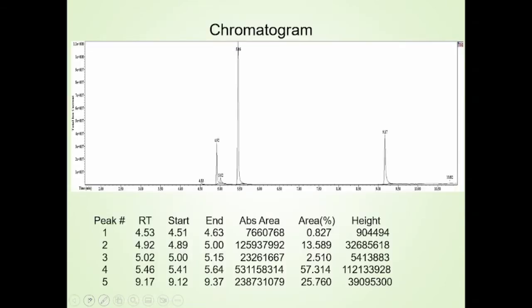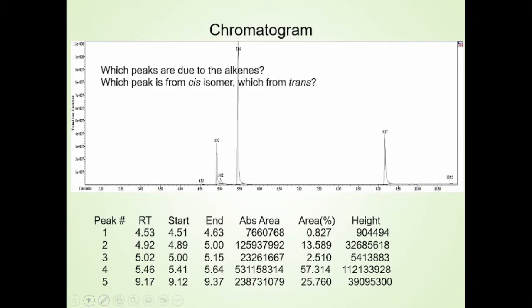a chromatogram. Looks like this. You also get a report usually with it, lists the retention times. And what's important here is area percents. This is the relative amounts of each one. The problem we have when we look at this is it does not give us any information about what these peaks are. Chromatography separates, and it is quantitative. It tells us how much of each thing we have, but it does not tell us what these are. And so we really don't have any way of determining which of these are alkenes, let alone which is the cis isomer or which is the trans isomer.